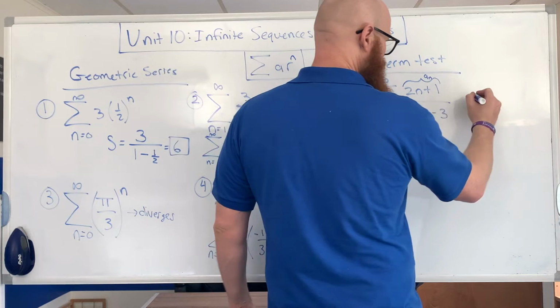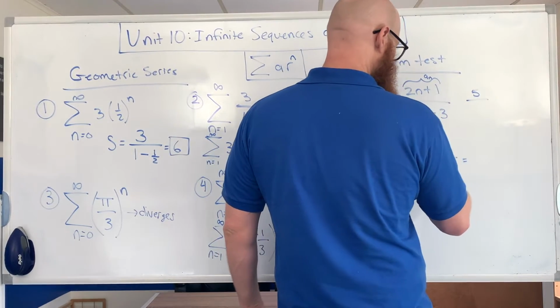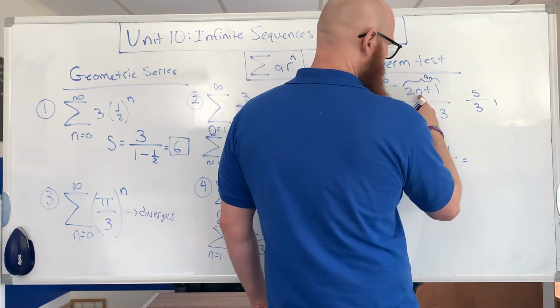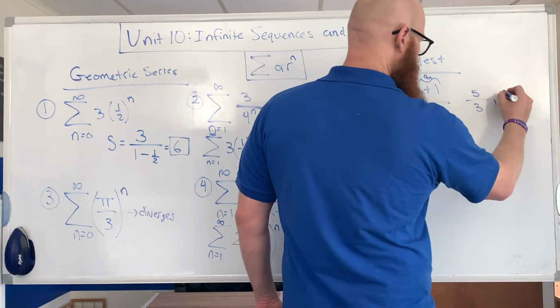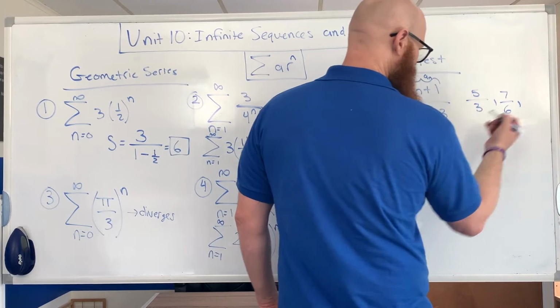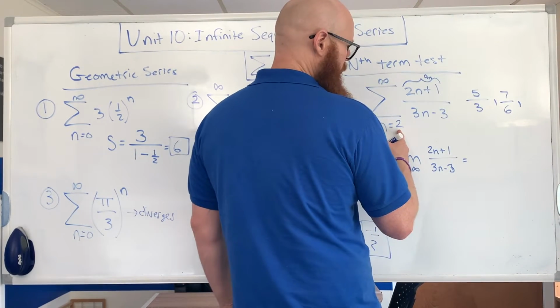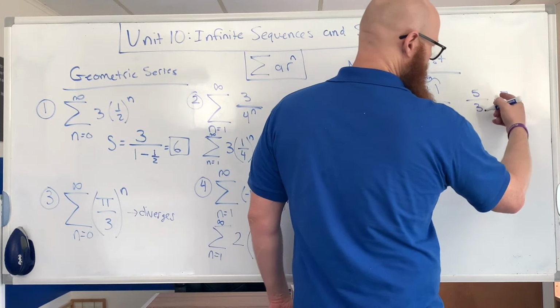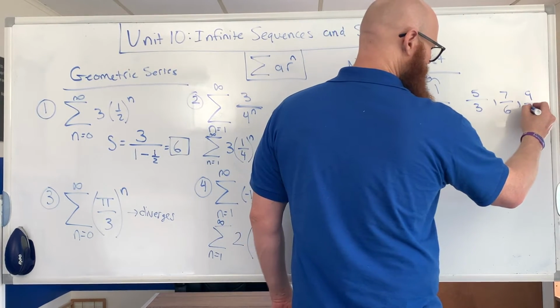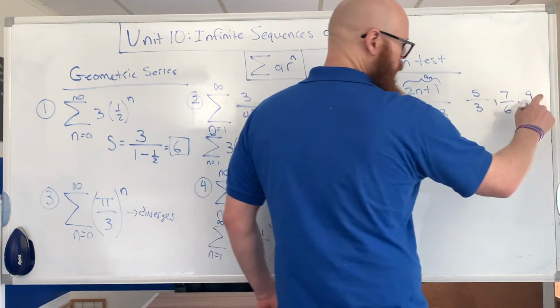So if I plug in 2, I get 5 over 3. And then the next term when I plug in 3, I'm going to get 7 over 6. And let me just do one more. If I plug in 4, this should go up to 9. And this one should also be 9. So I get 1.